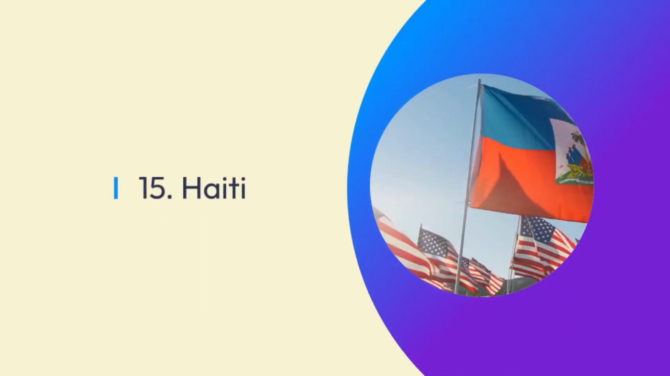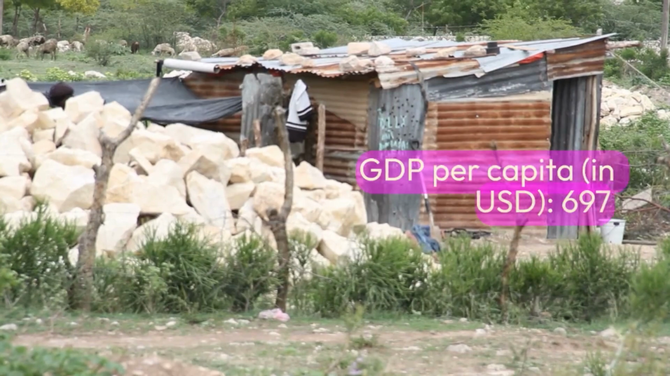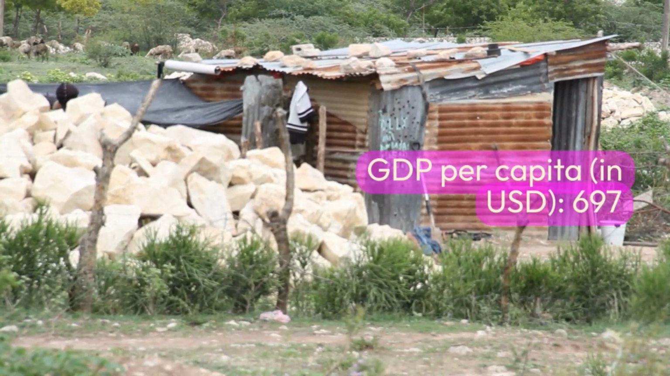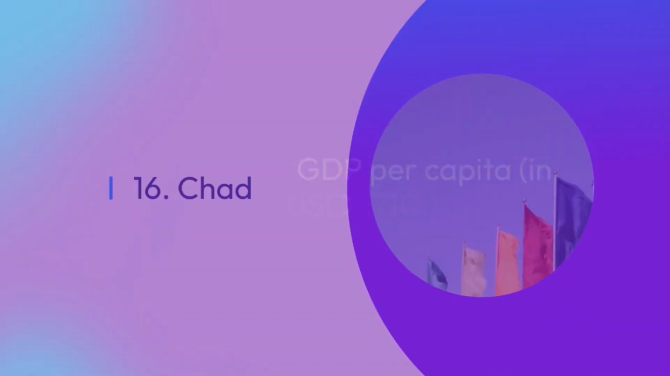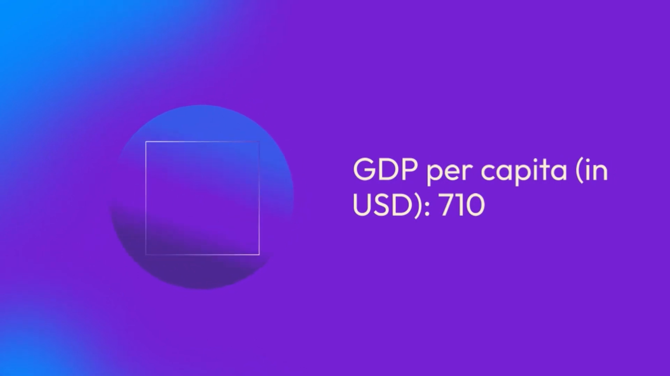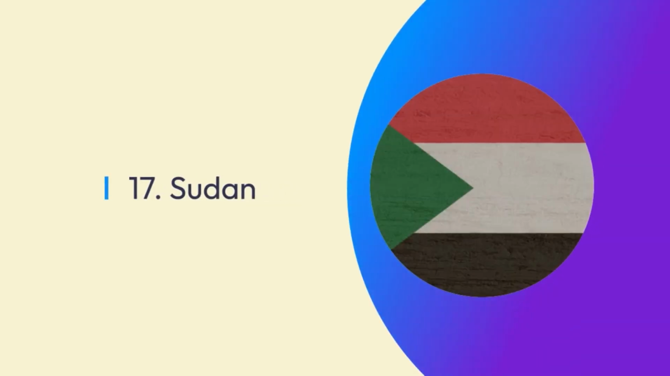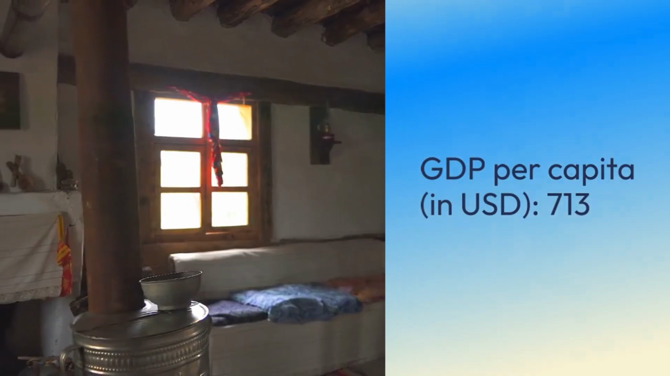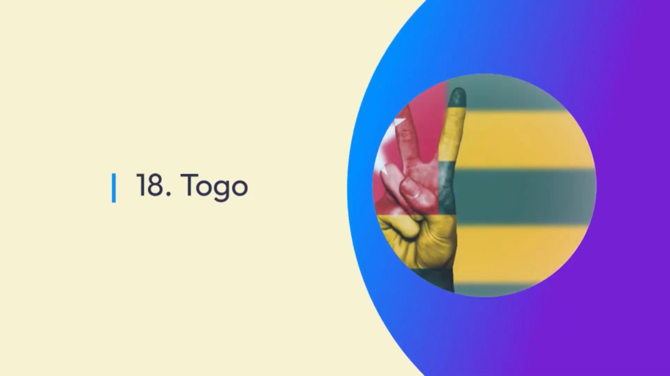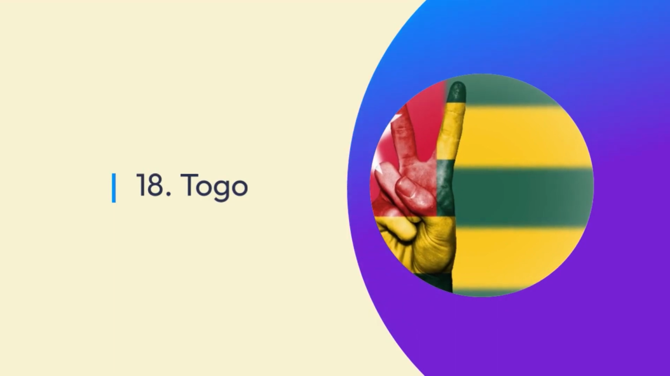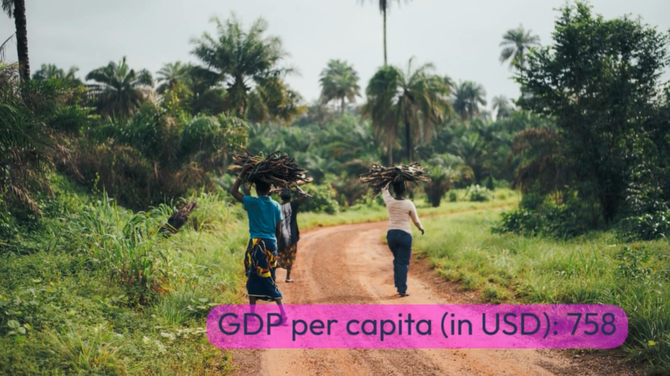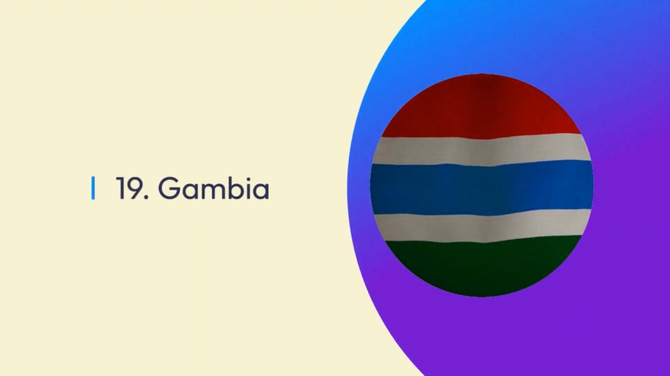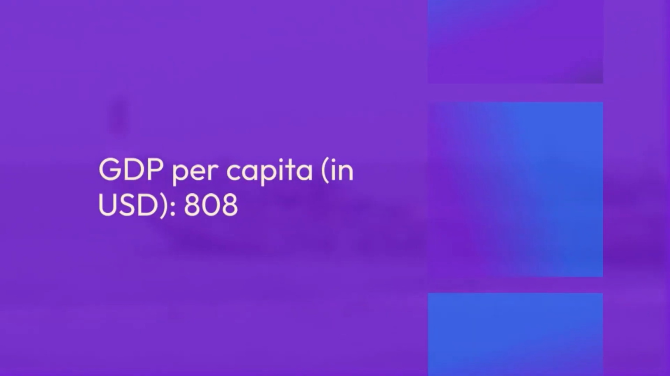15. Haiti, GDP per capita in United States dollars, 697. 16. Chad, GDP per capita in United States dollars, 710. 17. Sudan, GDP per capita in United States dollars, 713. 18. Togo, GDP per capita in United States dollars, 758. 19. Gambia, GDP per capita in United States dollars, 808.